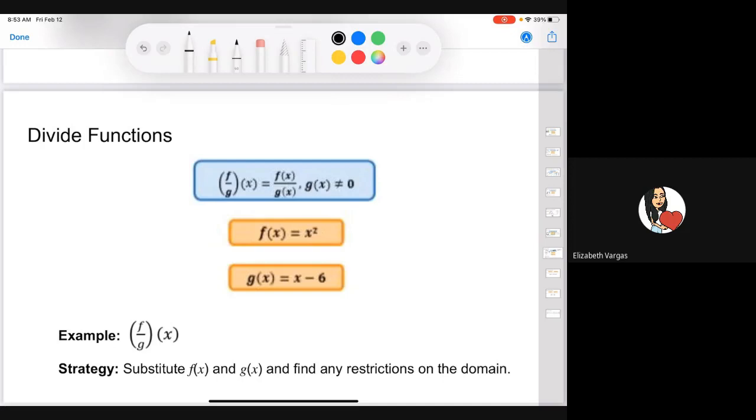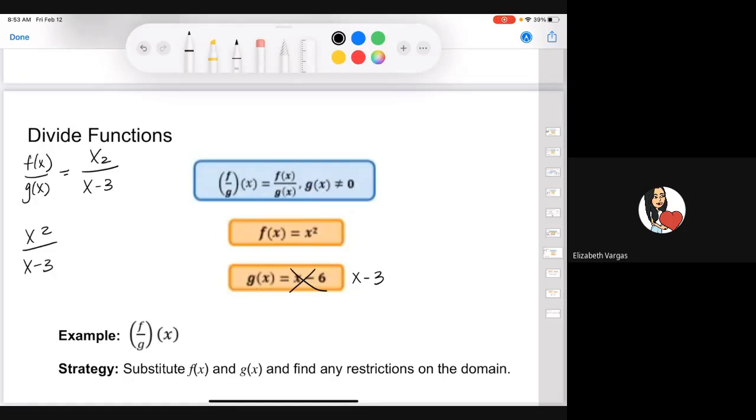Okay, let's say that g(x) was equal to x minus 3. It wasn't equal to x minus 6. Let's say it was equal to x minus 3. So if I'm going to divide those two together, then what I'm going to do is x squared over x minus 3.